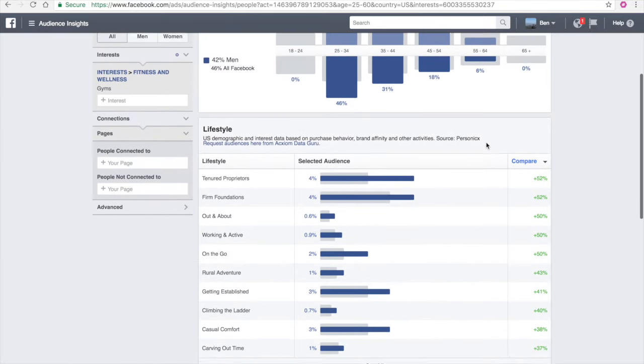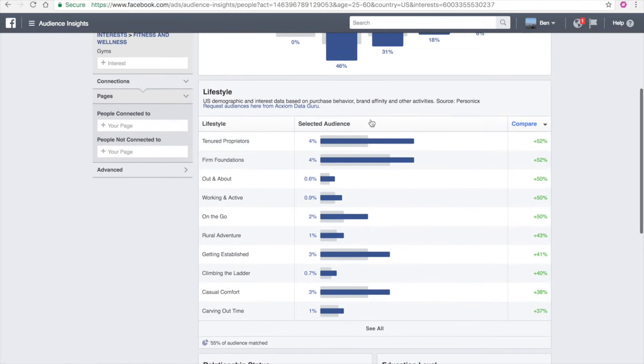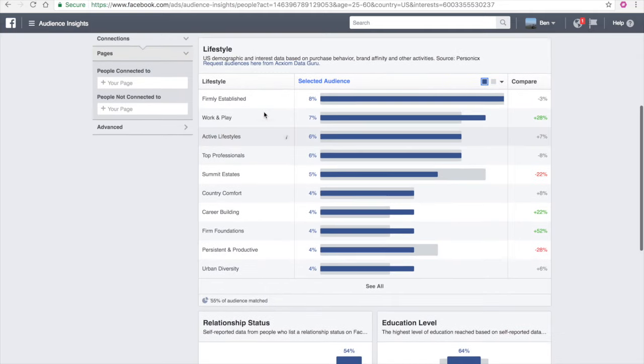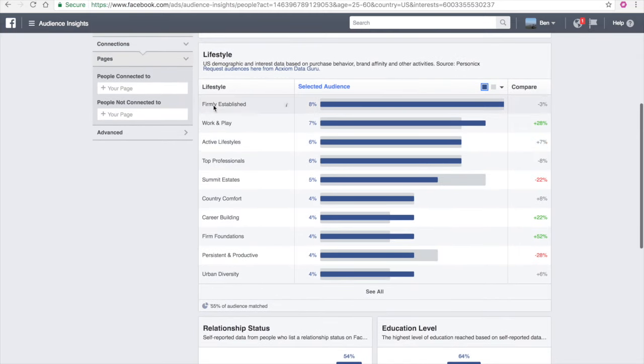So let's look a little bit into lifestyle, and we want to see a little bit more about their lifestyle. So these kind of people are typically firmly established. They work and play. They're pretty active, top professionals. So we know that we're going for people who are coming into their own. They're active. They're professionals. So we might want to do a little bit of cross-targeting with some entrepreneurship, because we know that entrepreneurs like to keep both their mind sharp but also their body in peak physical condition. That may be something that we keep in mind.